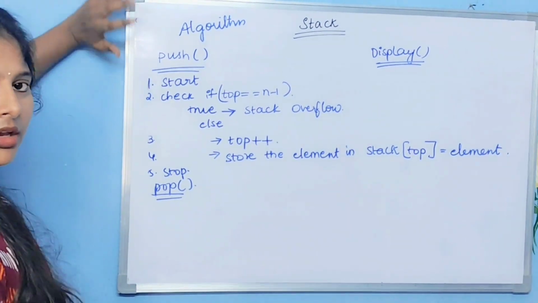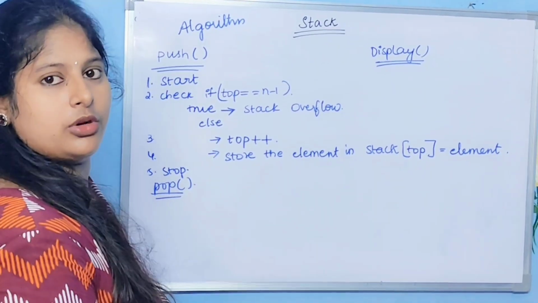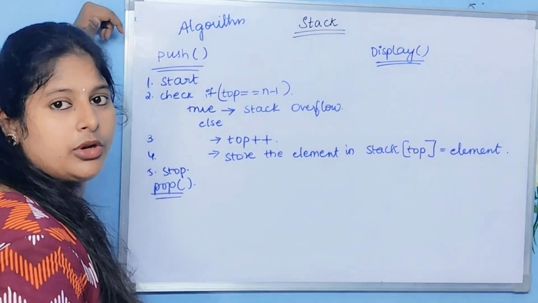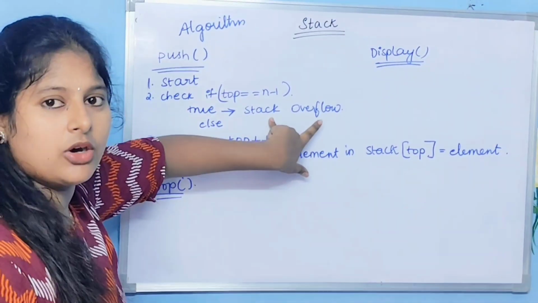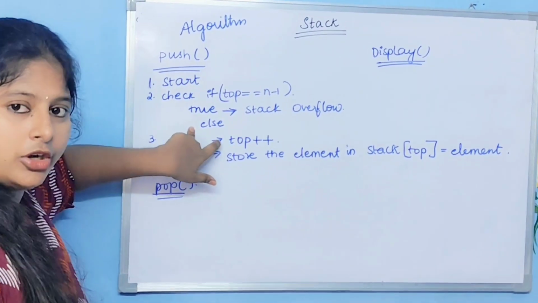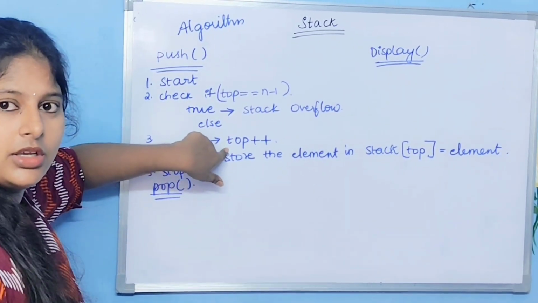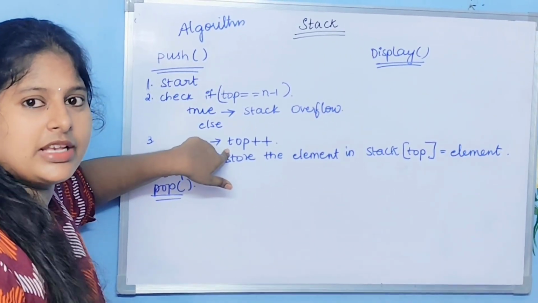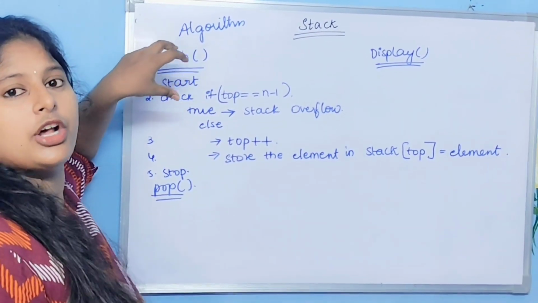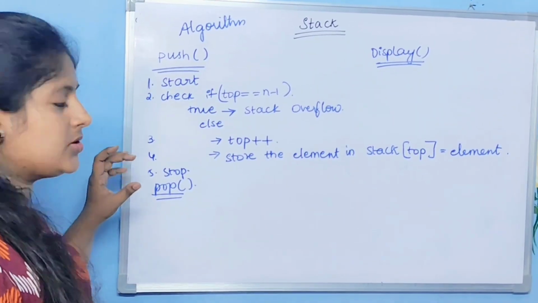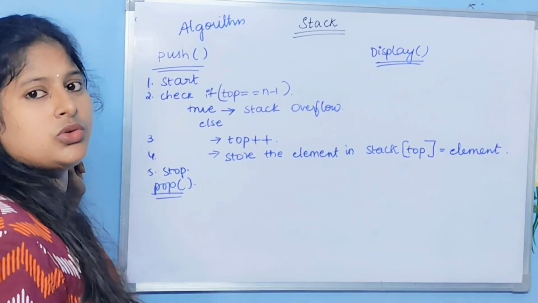First, in case you want to push elements into the stack, you first have to check whether the stack is empty or full. So now the stack is full, so you cannot add elements into the stack. So there is a condition called stack overflow. In case this condition is not true, there is another thing happening: top plus plus. Right? You have to increment the top. That is what we did in the example, right? So top plus plus. Now store that particular element in the top value. Okay? So then stop. This is the algorithm for pushing elements into the stack.